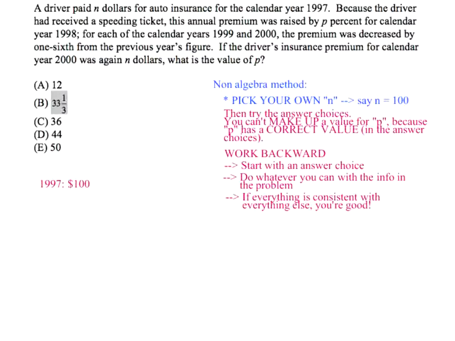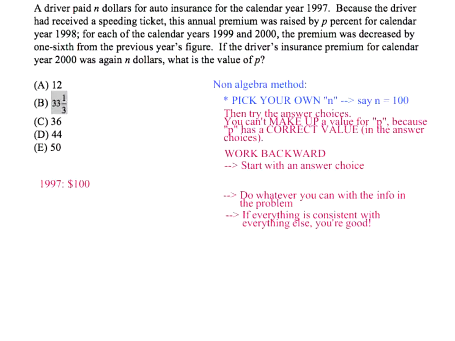Okay. The other thing here is, what is the most important thing to keep in mind when you pick an answer choice to start with? What do you guys think? Like when you're deciding which answer choice to try first, what do you think?